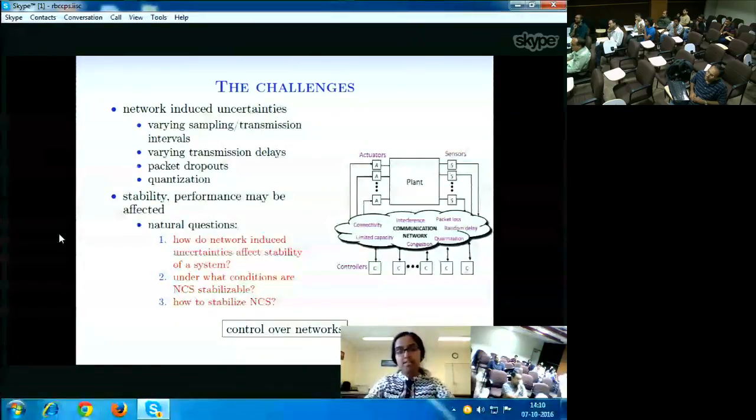Now, one way to address these questions is by employing switched systems. So, network control systems under uncertainties are very conveniently modeled and analyzed as switched systems. Now, what is a switched system and how we can model a network control system as a switched system is what we will talk about next.